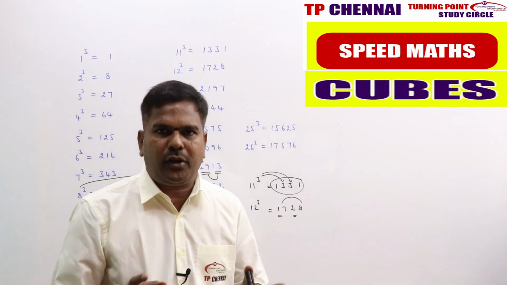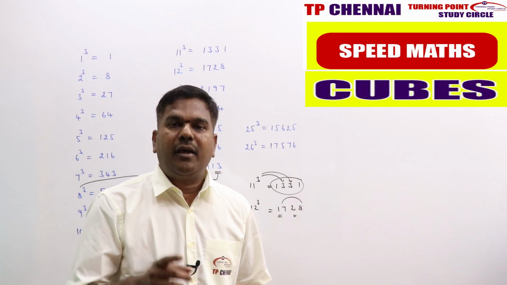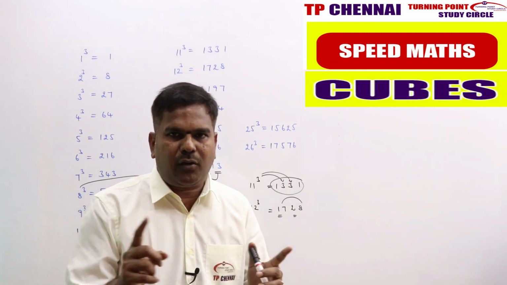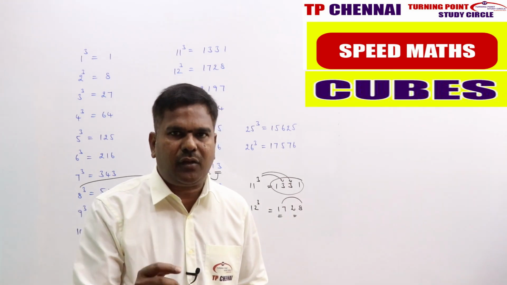In 11 and 12 cube: in 11 cube, 11 must be there, in 12 cube, 12 must be there. In 11 cube, 11 appears as the first and last digits. So 1 and 1 are the first and last digits. In between, two 3s will be there, as 1331.